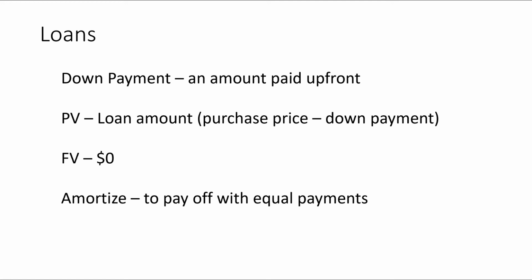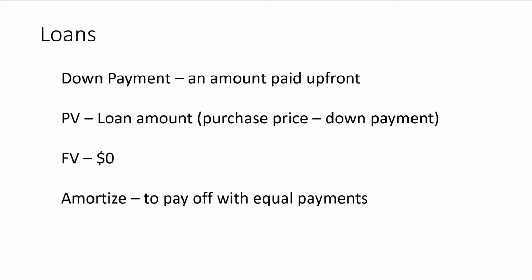So for example, if you want to buy a $25,000 car and you don't have any money you want to spend on it right now, you would need a loan of $25,000. However, if you wanted to buy a car for $25,000 and you had $5,000 that you could pay for it right now, then you only need a $20,000 loan. So the $5,000 would be your down payment. You're going to pay for part of it up front, and then you get a loan for the remaining balance. So that's what a down payment is.